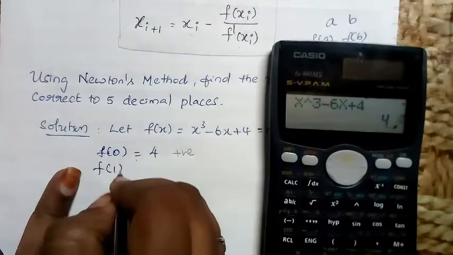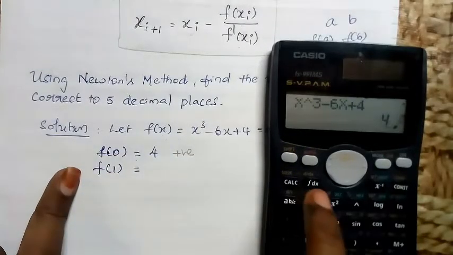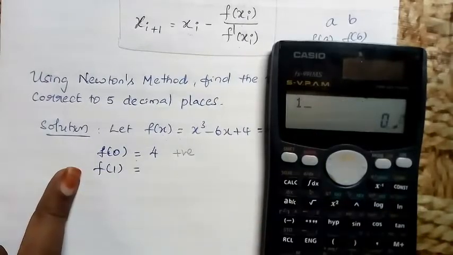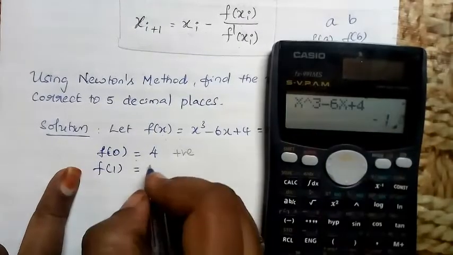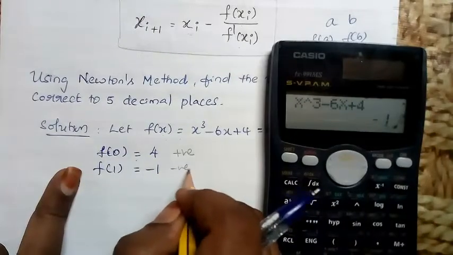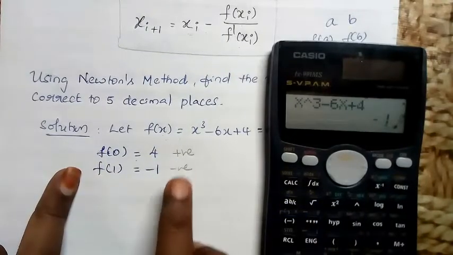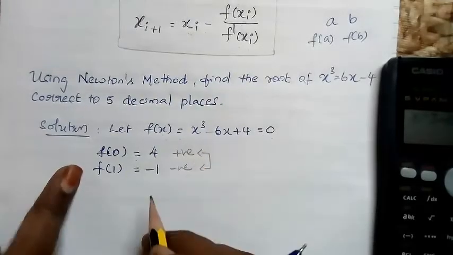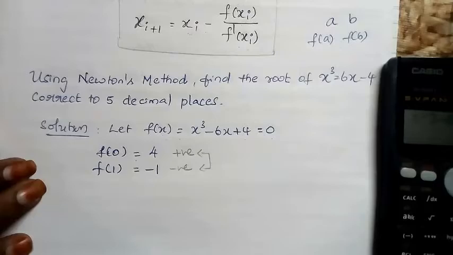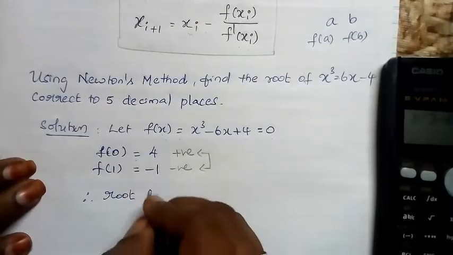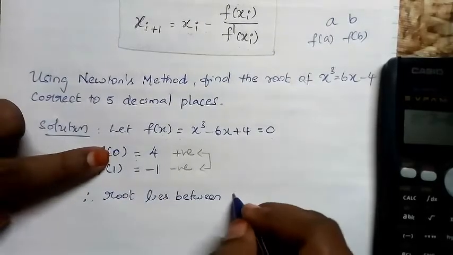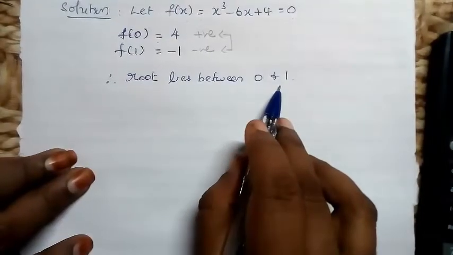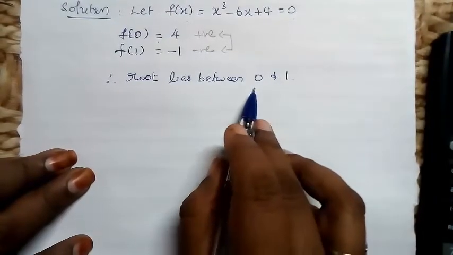Next, substitute the value of x as 1. Again press the CALC button. It asks for the x value. It is 1 now. The answer is minus 1. It is negative. So in the first two steps itself, we have got two opposite signs, which are 4 and minus 1. This gives the conclusion that the root lies between x values 0 and 1. Here we have to take one of these as the initial value, either 0 or 1.